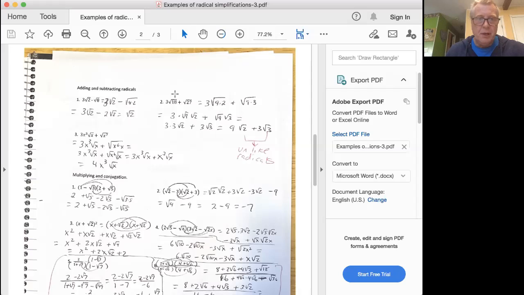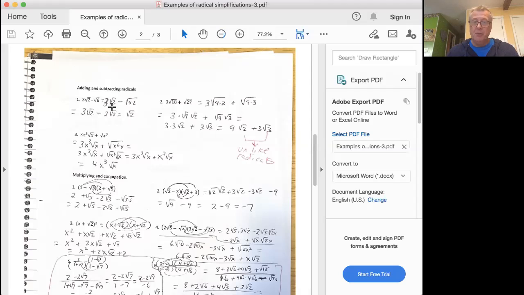And so when we look at this, we did the first page yesterday. So this is getting on to the second page. So here we're adding and subtracting radicals. The idea with adding and subtracting radicals is very similar to combining like terms. The number in front of the radical changes, what's inside the radical does not.